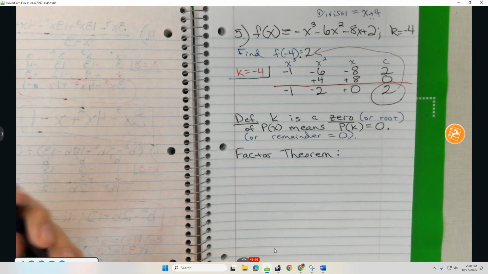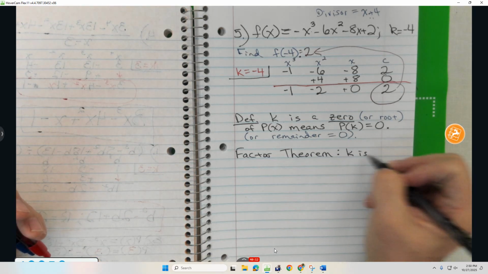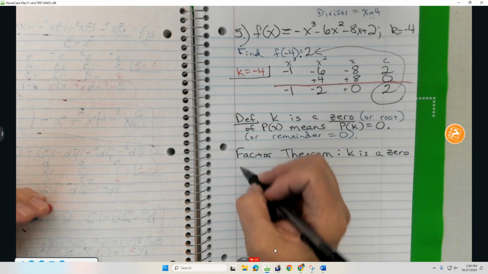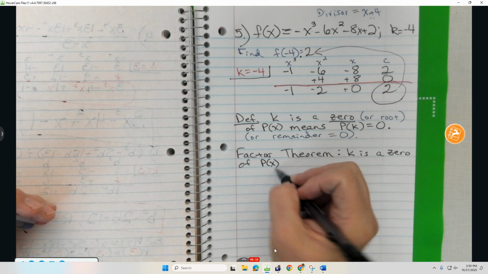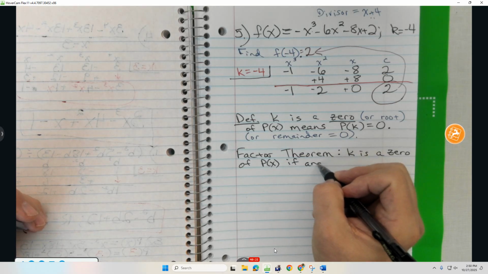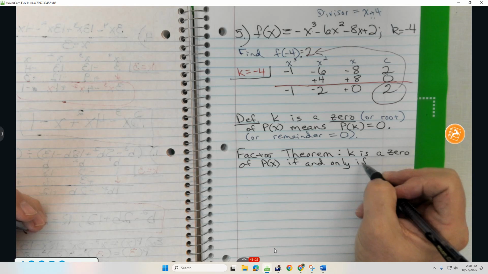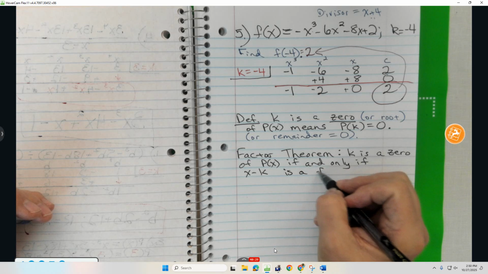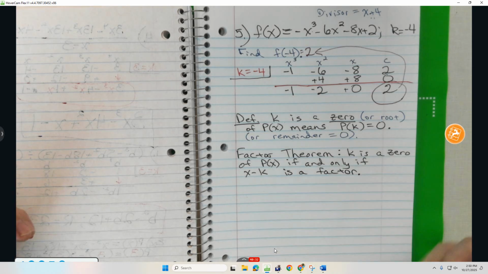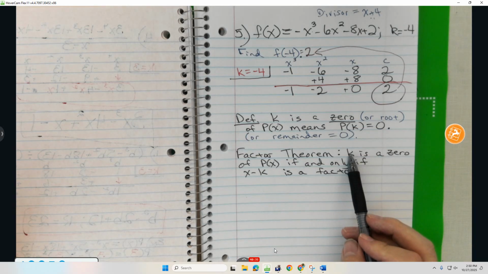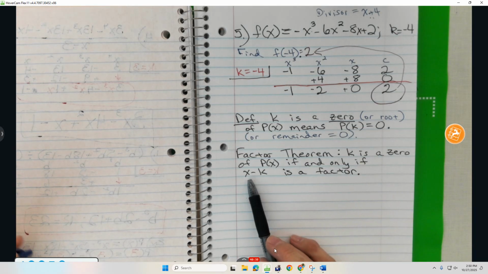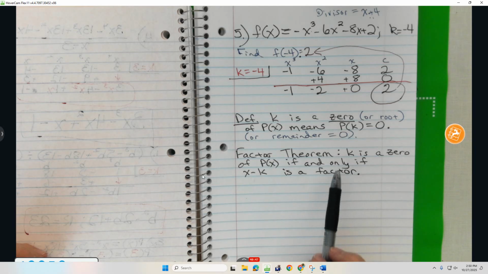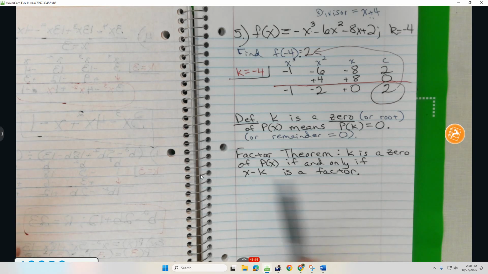The factor theorem says that K is a zero of P of X if and only if X minus K is a factor. If K is a zero, that means that when you divide by X minus K, the remainder is 0. Therefore, X minus K divides evenly into the dividend, giving us X minus K being a factor.